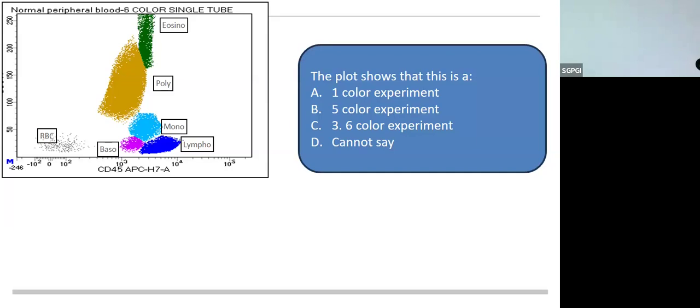But why cannot say is the correct answer is because I have shown only 1 plot. Maybe there are different plots which have also used CD8 in BB510, CD4 in P7. So we cannot say, but certainly this is not a 5 color or 6 color experiment. So the message that I wanted to convey for the beginners: many times it says that it's a 5 color experiment, meaning thereby you're seeing 5 different colors. It's not like that. It's the number of fluorophores that you use.